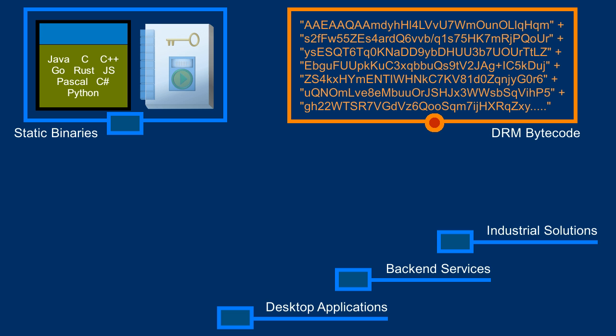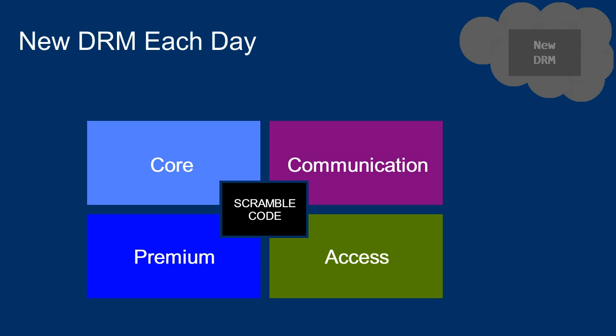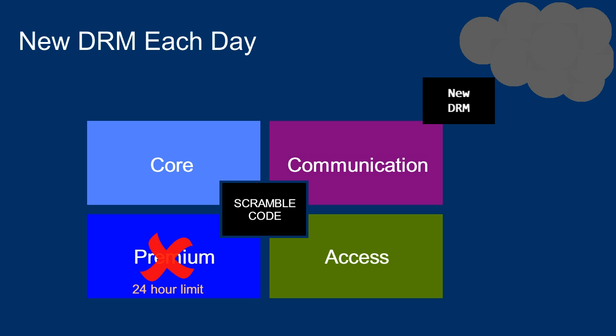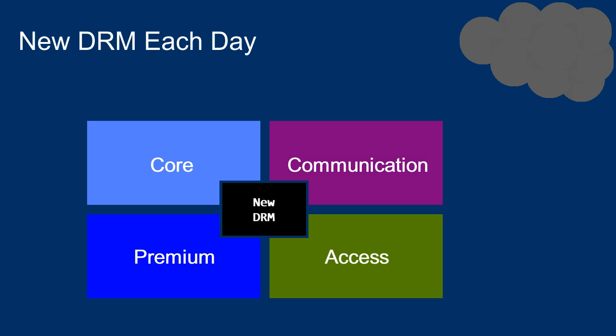Okay, now that we have a strong DRM, let's exemplify how we can create many variants of our DRM and deploy them as often as we want. A simple cloud service can be used to frequently download a new DRM, but there must be a compelling reason for the end user to actually communicate with the server. A simple suggestion could be that each DRM contains a 24-hour limit on premium features, making these unavailable until a new DRM has been received.